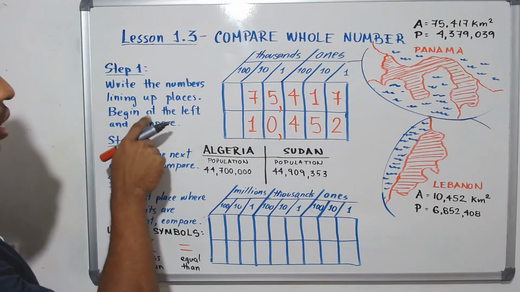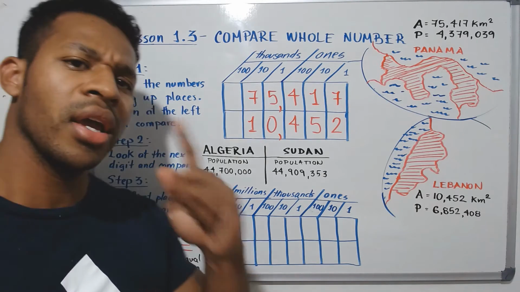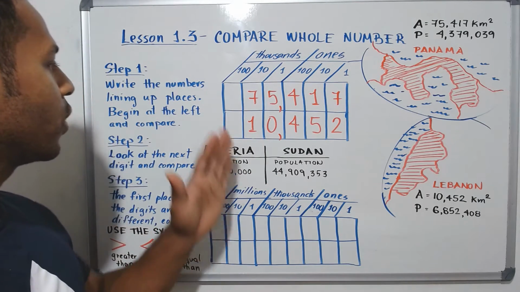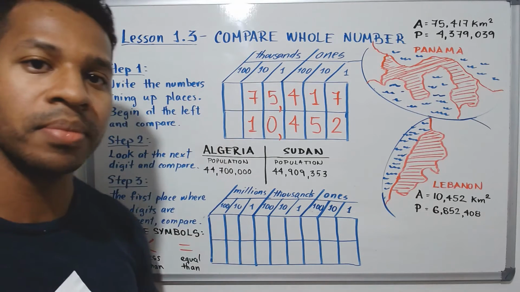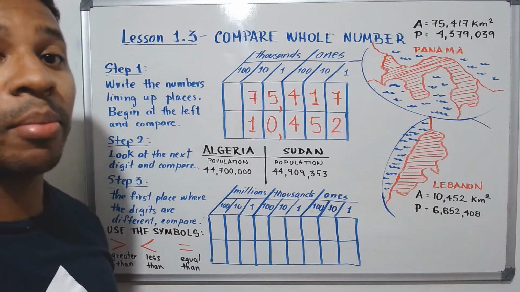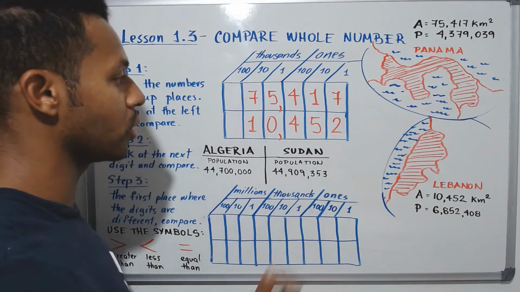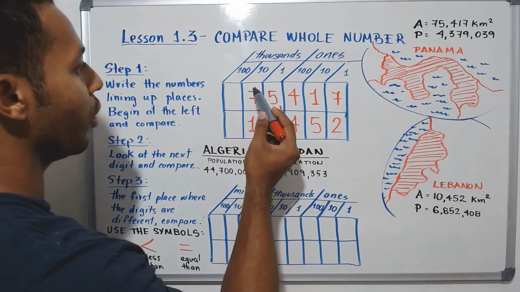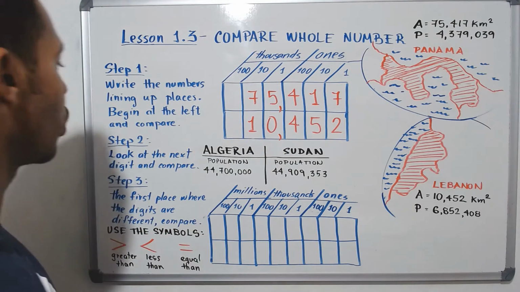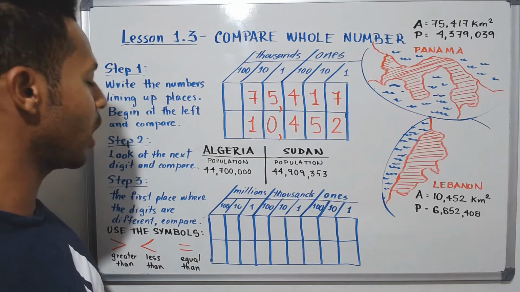Then we begin at the left and compare the two numbers. Let's stop a moment and think. Why do we need to start comparing from the left side? It is because the values of the digits in these places are greater. So we start with the greater one. So let's compare the 10,000s place. Step number 2: we need to look. If the numbers are the same, we need to look at the next digit and compare.